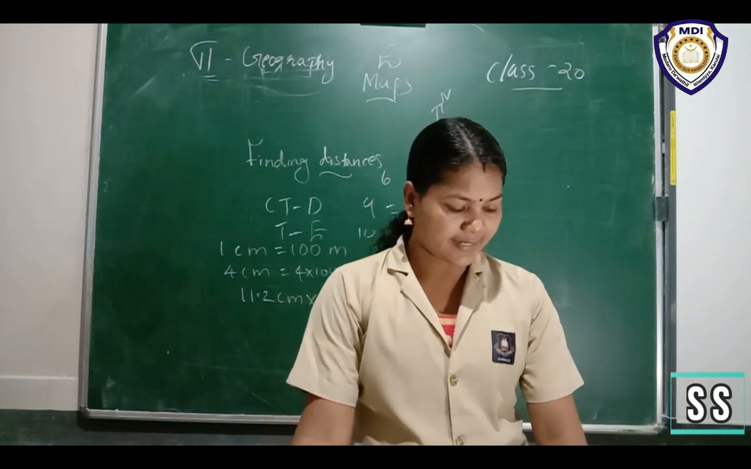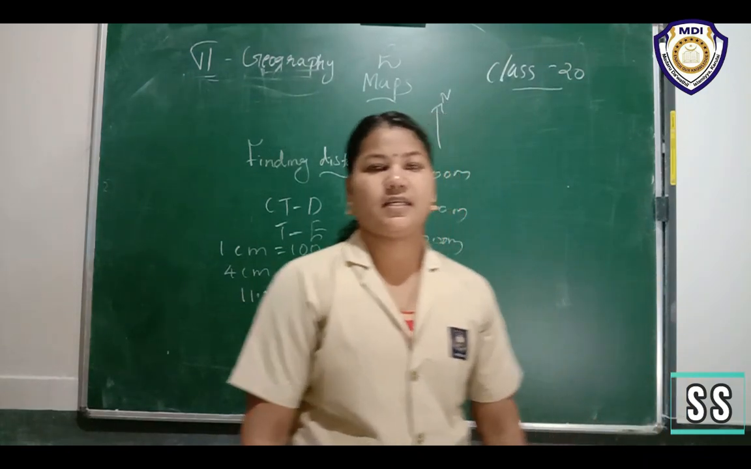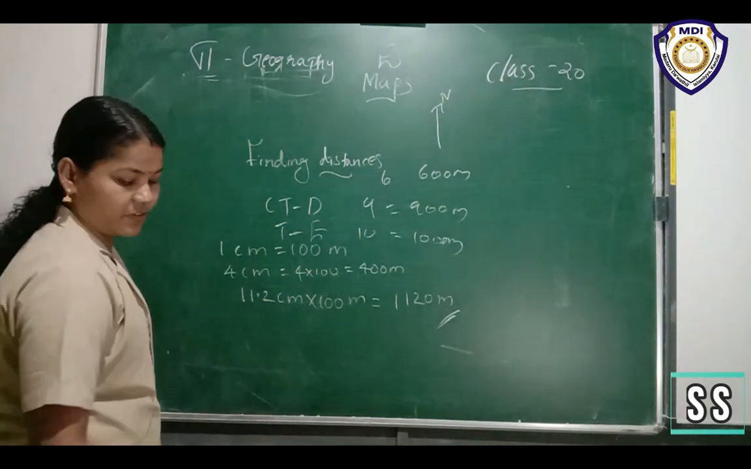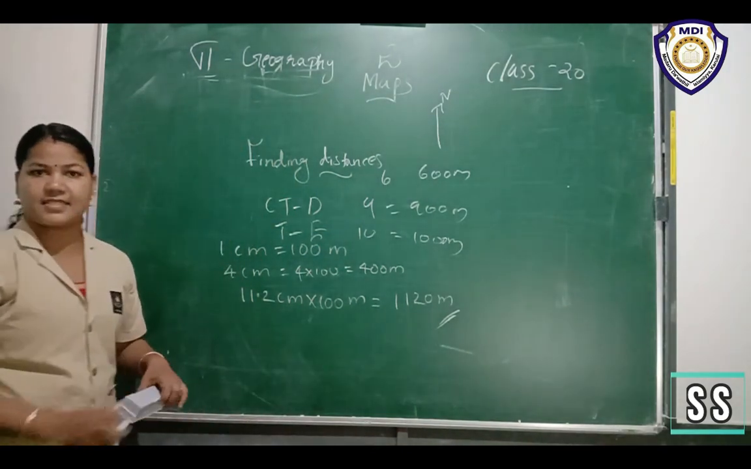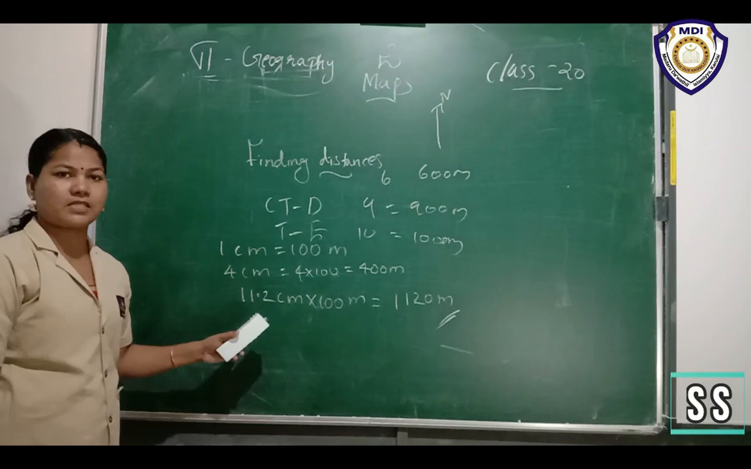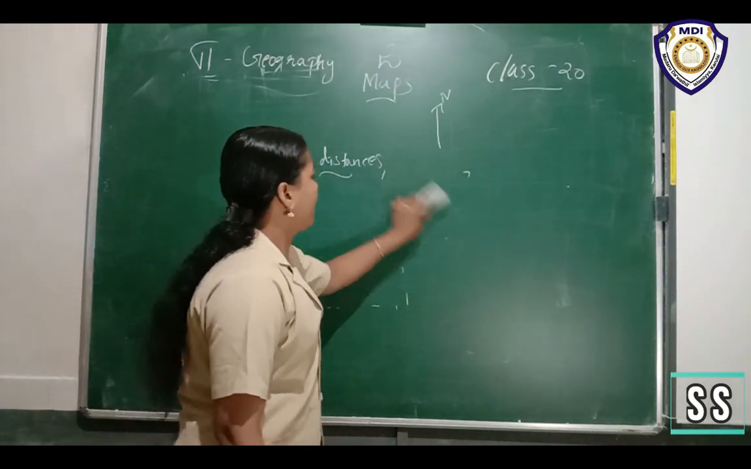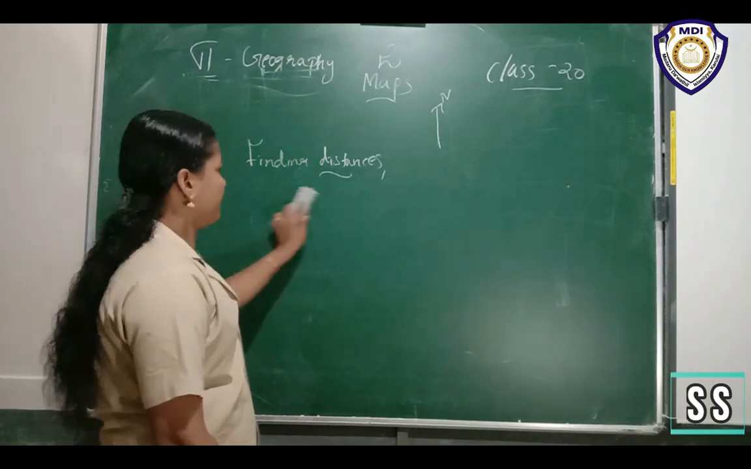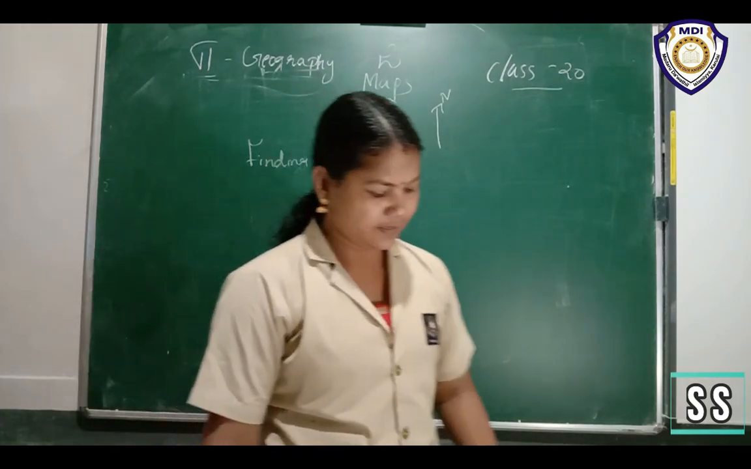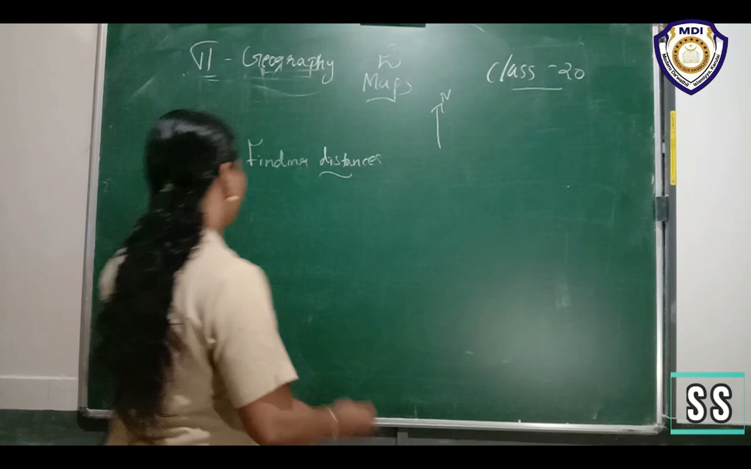Then scale and size of the map. What is the next topic? Scale and size of the map. Is it clear? Finding the distances. Okay. Next, scale and the size of the map.